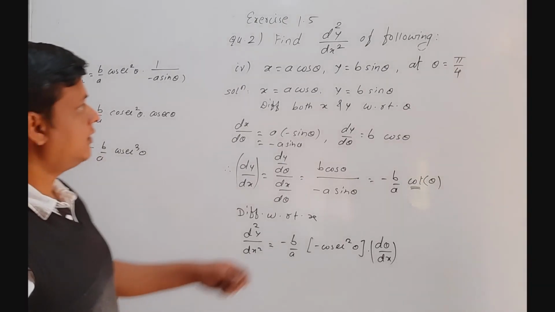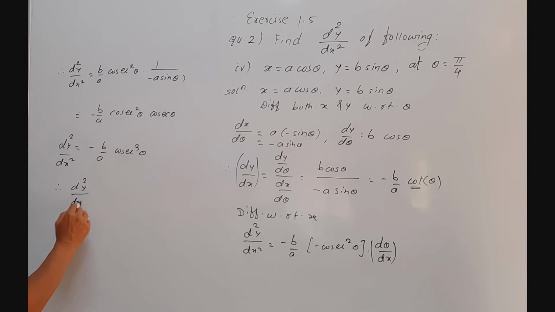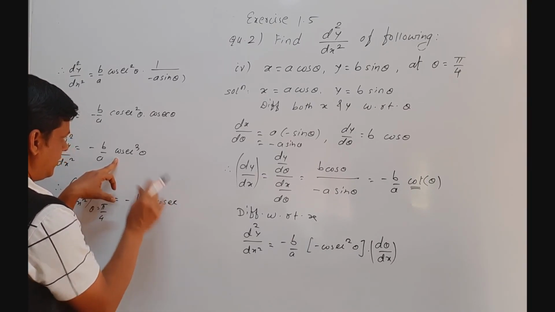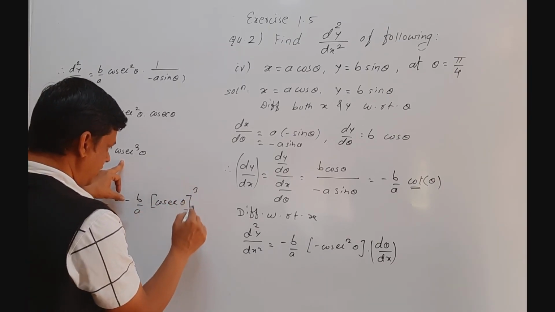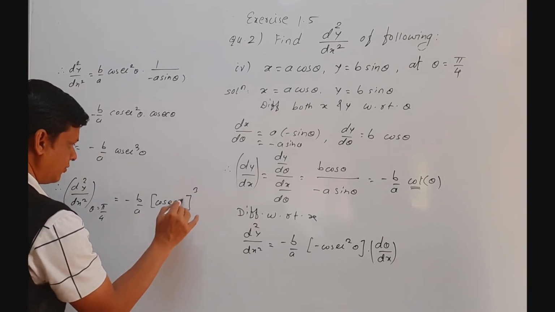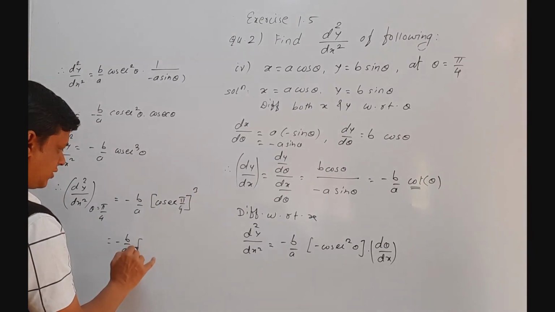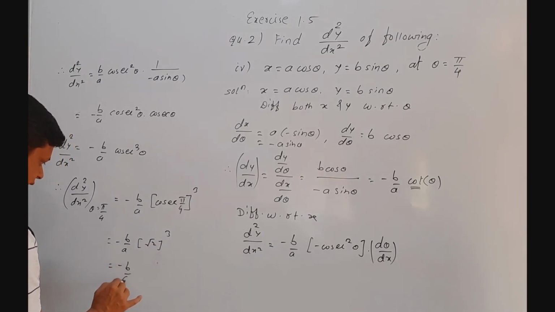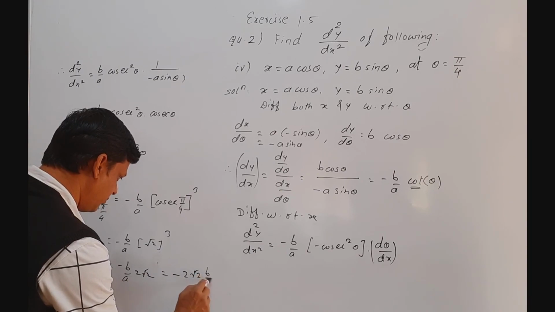Now we have to find d2y by dx2 at theta equals to pi by 4, so write here therefore d2y by dx2 at theta equals to pi by 4 is equal to minus b by a, so this cosec cube theta we write as cosec of theta bracket raised to the power 3, and we replace this theta by pi by 4, so write minus b by a, cosec pi by 4 is root 2, so write here root 2 its cube, so we get here minus b by a into 2 root 2 as value, or you can write this as minus 2 root 2 b by a.